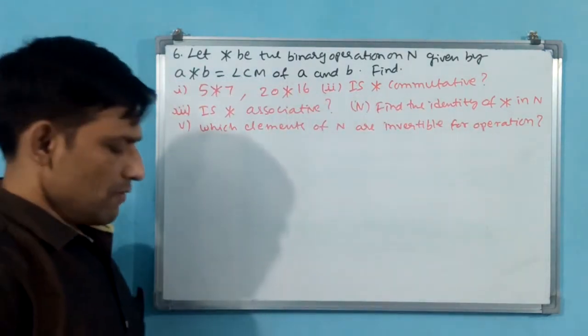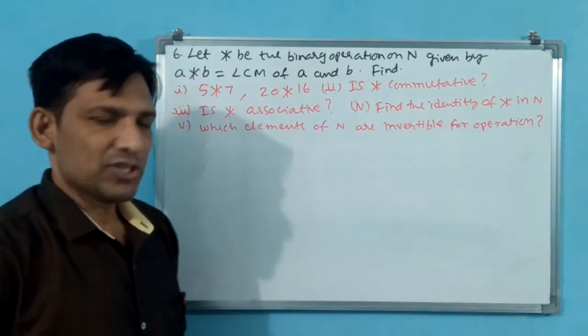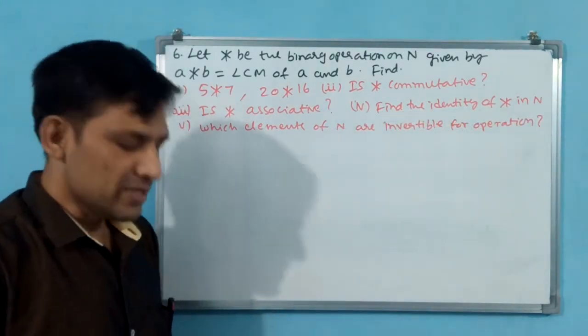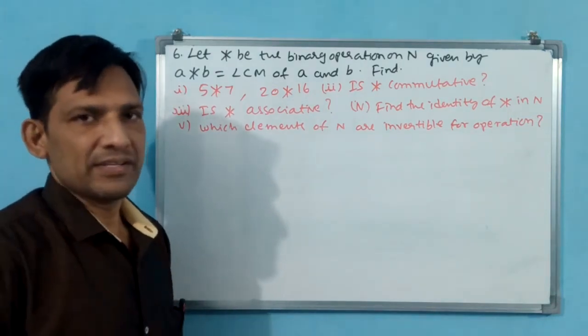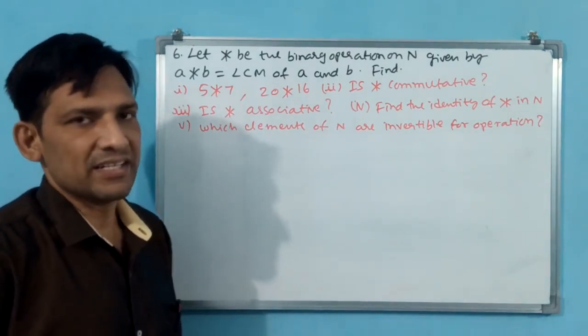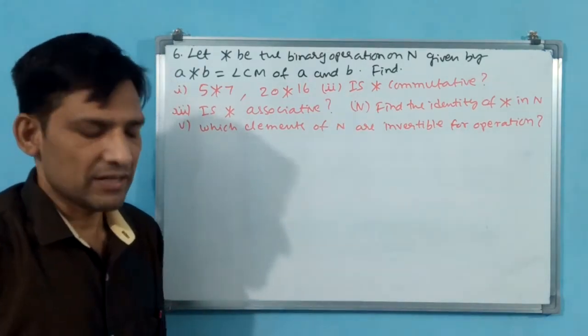See, the fourth part, what they have given? Find the identity of star in N. That means the identity is asked. See here, identity means two identities are there. He has not asked which identity. Multiplicative identity is also there, additive identity is also there.